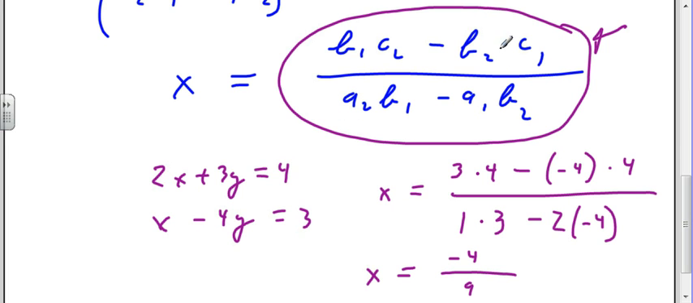But the issue is that once I see this form and I see it over 100 years by thousands of mathematicians, someone's going to figure out a shorthand way of writing it. So that shorthand way of writing it is called Cramer's rule.